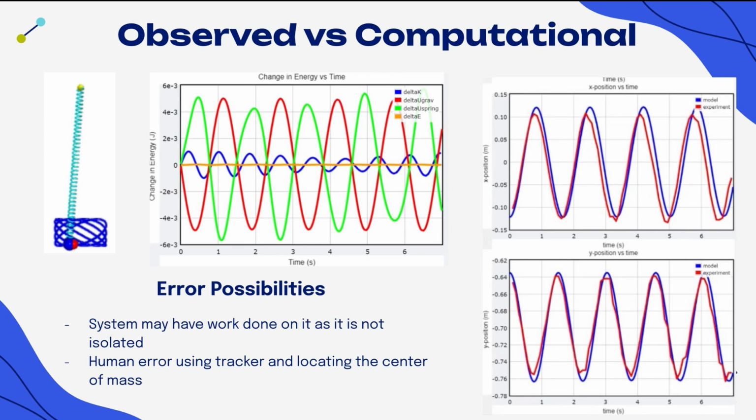So I determined that the error could be that the system may have had work done on it, and it's not just an isolated system. And then obviously human error from Tracker, because I had to use point mass in order to do this, so locating the center of mass. Overall, the computational model did a great job of reflecting the observed motion that was shown.